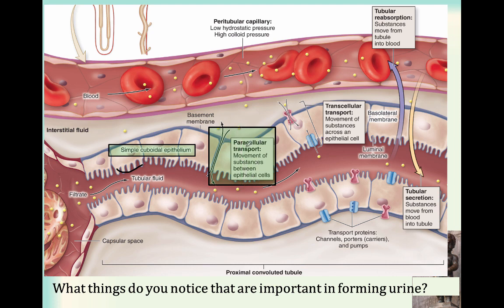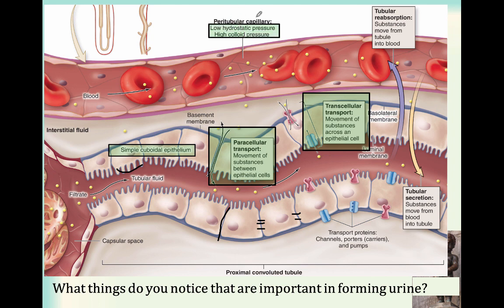Then we also have what's referred to as paracellular transport, which is movement in between these epithelial cells. These epithelial cells aren't tied as tightly together as epithelial cells of some other barriers like your skin, so some stuff does get through there. We also have proteins in the membranes, so we get transcellular transport, which is movement through the epithelial cell, and that involves different proteins that help.